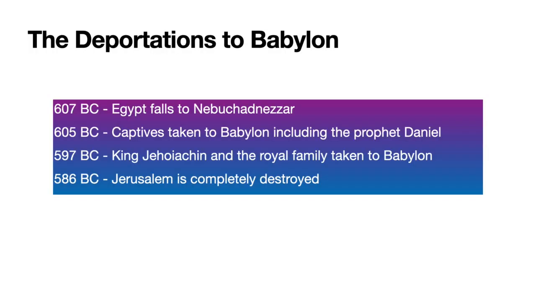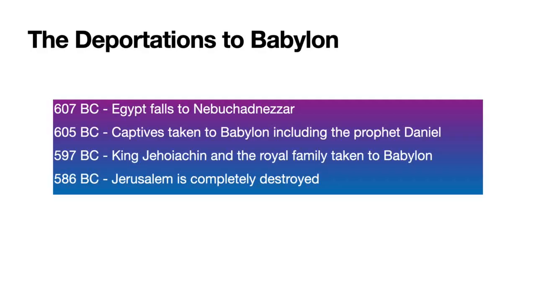Well, during the time that the Babylonian Empire was assaulting Judah, there are several deportations to Babylon. And these deportations are important. In 607 BC, Egypt falls to Nebuchadnezzar, and this effectively brings Judah under Babylonian control. So in 607 BC, that's our starting point where Judah is effectively serving Babylon.